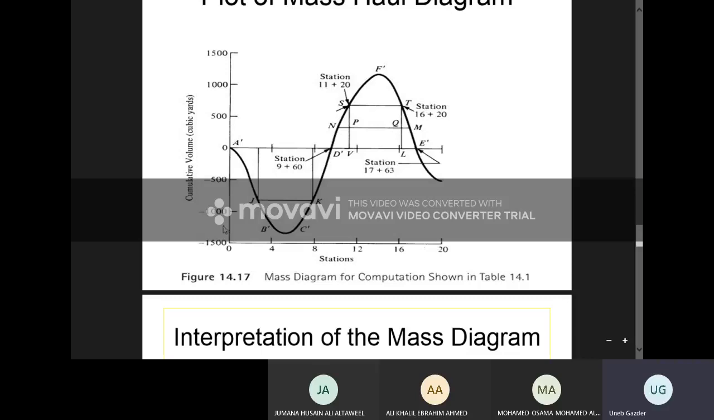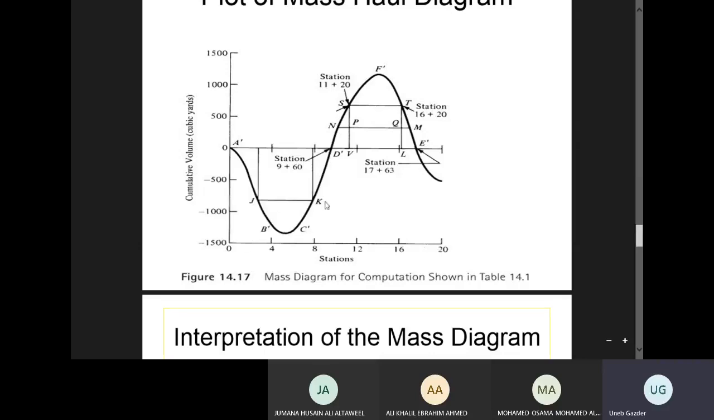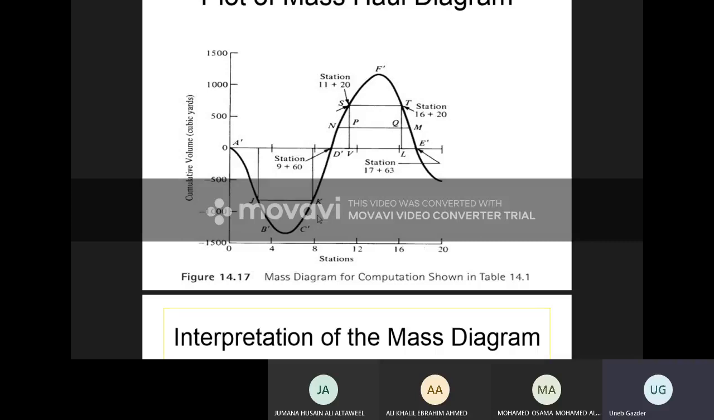So for example, at C dash, I have minus 1200 and at K, let's say I have minus 800. So the quantity required between these two is 400, right? Minus 1200, minus 800. Quantity required between them is 400, okay? So this is how you find out quantity required between any two points of the highway. Take the difference of the Y values from the mass haul diagram, okay?